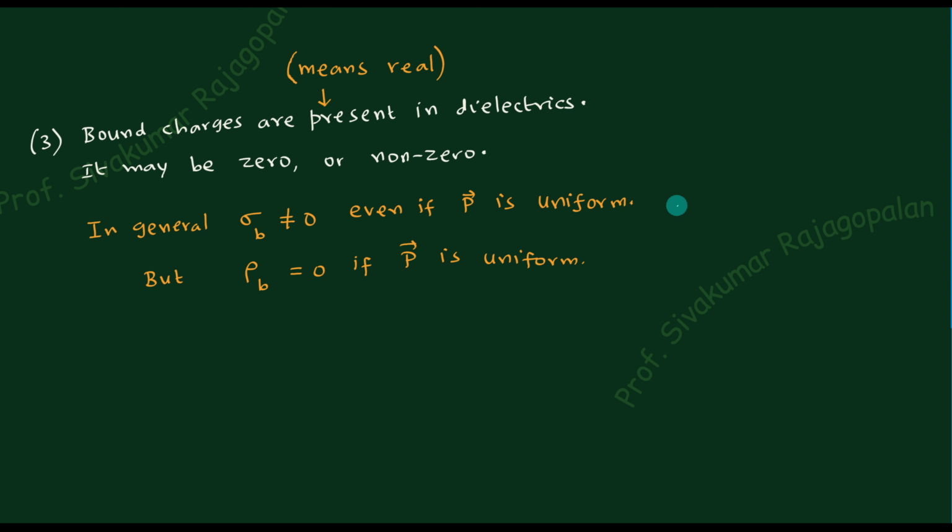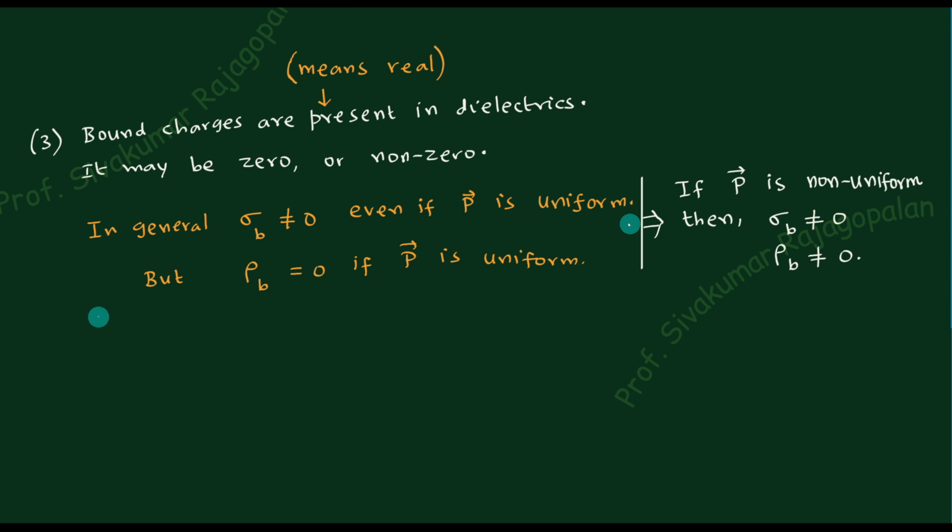So I think these are how many conclusions are there? You can count. Okay, 1, 2, 3 is there. So this is the general situation where nothing is zero.